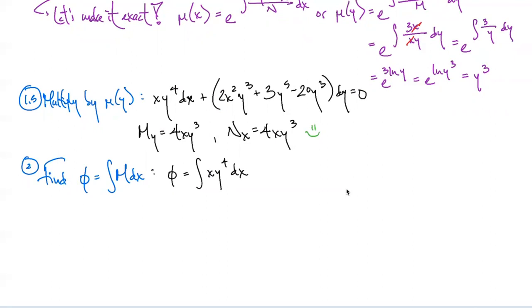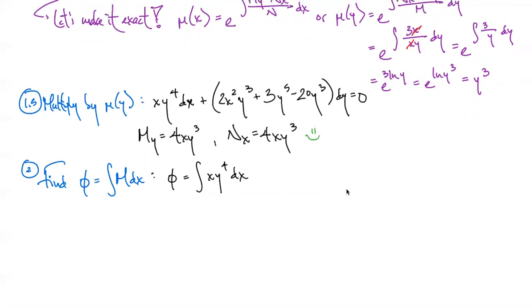And let's go ahead and find our integral with respect to x. We're going to get x squared y to the 4th over 2 plus h of y.